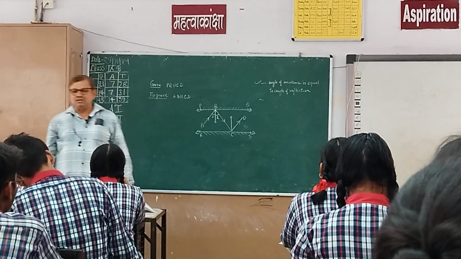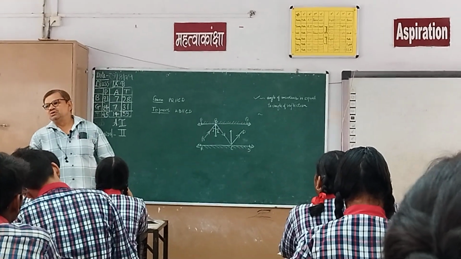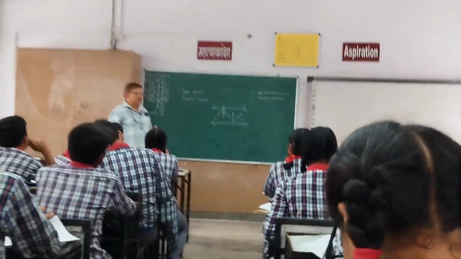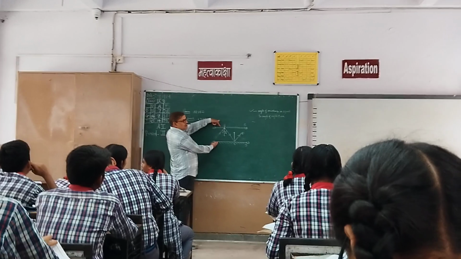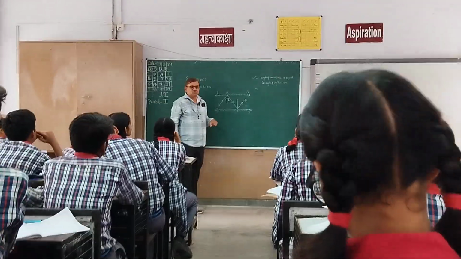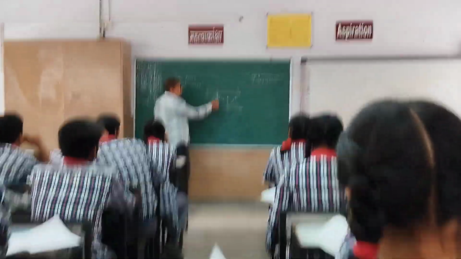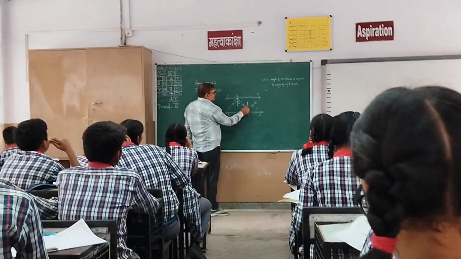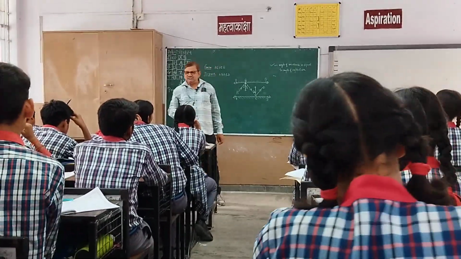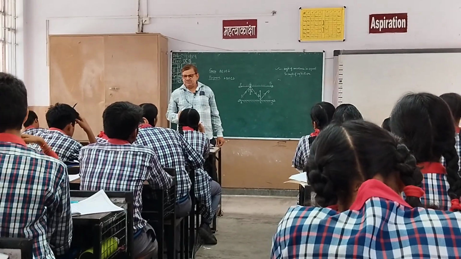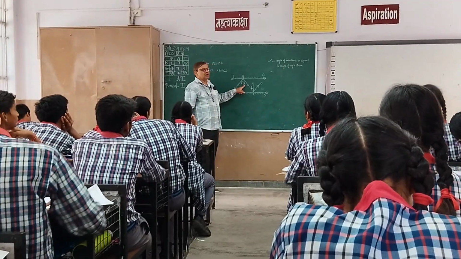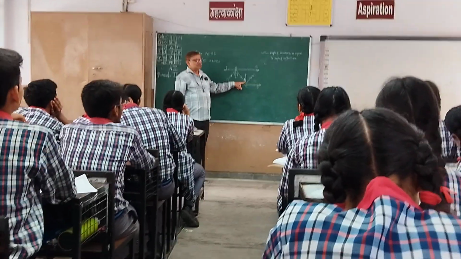PQ and RS are already parallel, so perpendicular to the parallel lines are again parallel. These two lines are parallel, and this line is perpendicular, so these two lines will also be parallel. That's why this angle 2 will be equal to angle 3, angle between the Z shape, that is alternate interior angle. Alternate interior angles are equal. Therefore, this angle 2 will be same as 3.